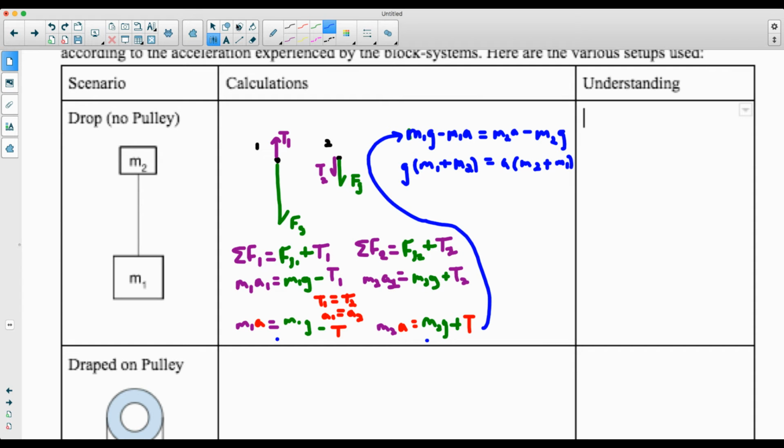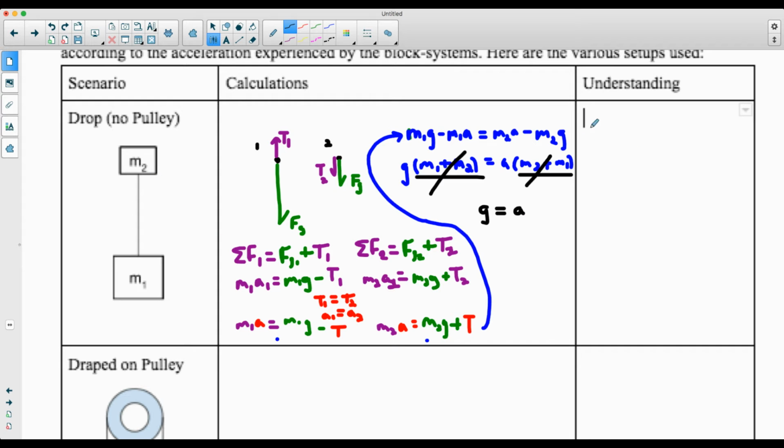And what happens now? Well, divide both sides by M1 plus M2. And they cancel. And you get G equals A. The acceleration is the acceleration due to gravity. No surprise! Kind of figured that would happen, right? Well, when you drop things, yes, of course.